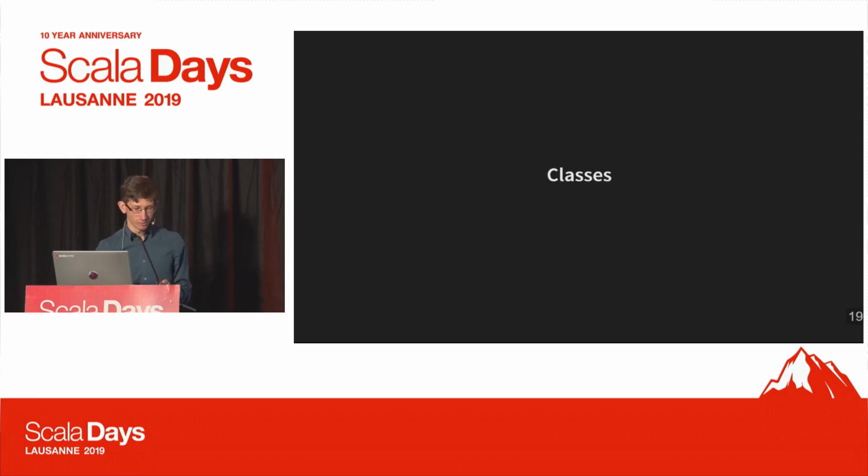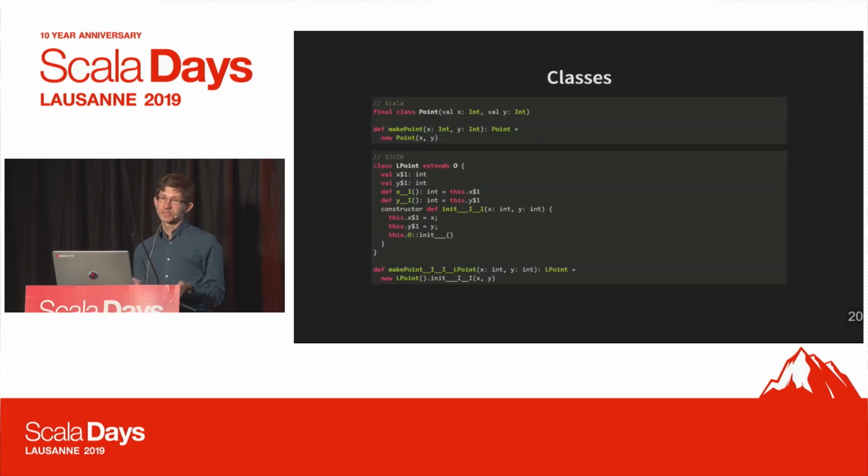Now things get more complicated. Classes. As you know, Scala has classes. Here is a non-case class. It's just a final class Point. And we have a method that just makes a point. And this is how it would be compiled in the Scala.js IR. So you can see a class that extends object. It has fields. It has accessors for these fields. And it has a constructor, which takes two ints, puts them into this, and calls a super constructor. It's really boring.